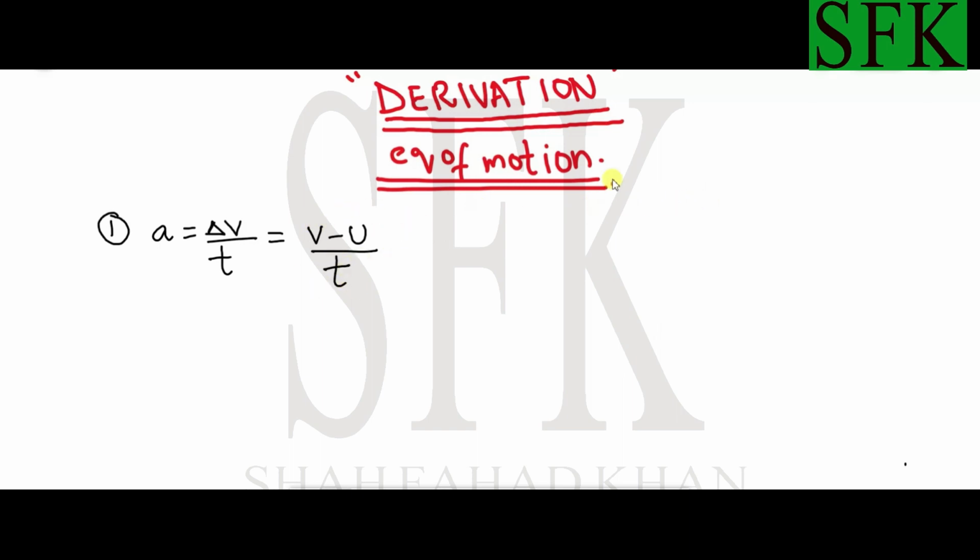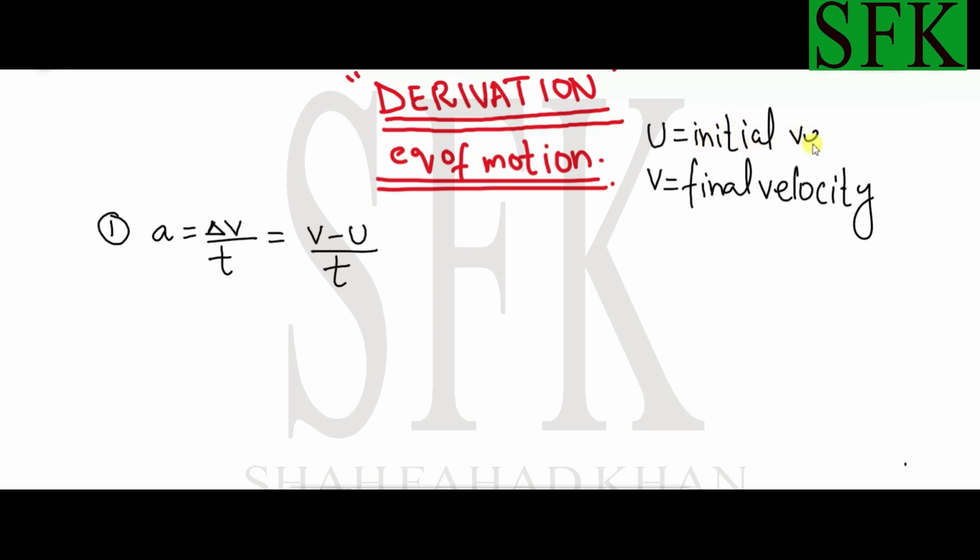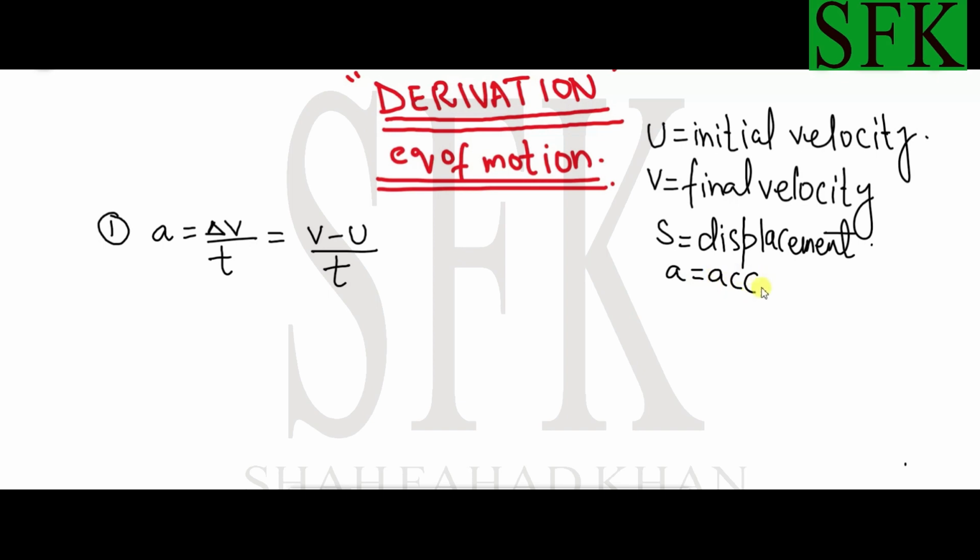Okay, now let me make it clear that throughout the discussion v will mean the final velocity, u will mean the initial velocity, s will mean the displacement or the distance, and a will mean the acceleration, t will mean the time. This is the key.